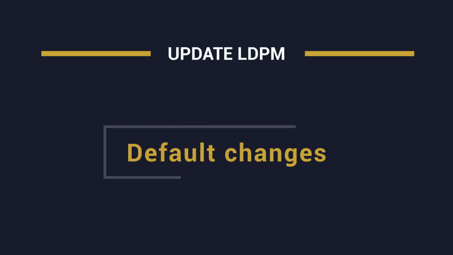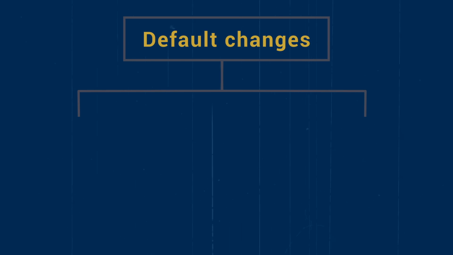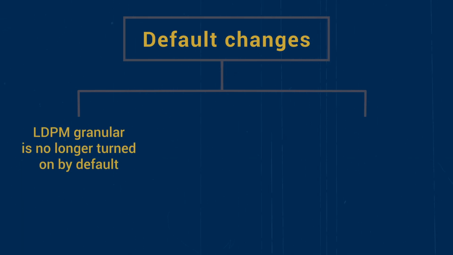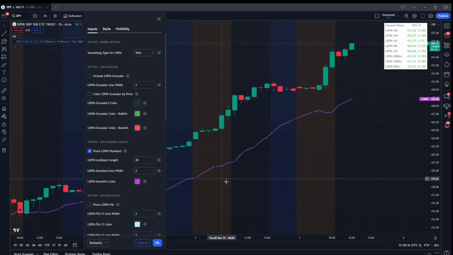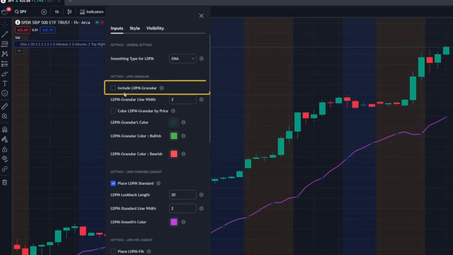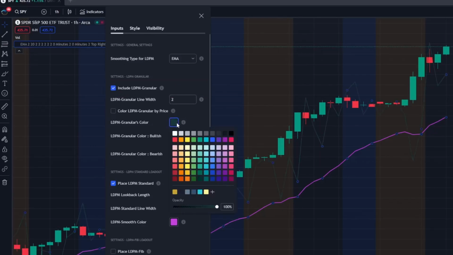So now that we know how to update LDPM on our charts, let's go ahead and dig into the changes. The first changes we're going to talk about are the changes to the default settings for LDPM. There are two, and the first one is that LDPM Granular is no longer turned on by default. You can still turn LDPM Granular on by going to the settings and clicking the LDPM Granular box right here, and that will bring LDPM Granular back onto your chart.